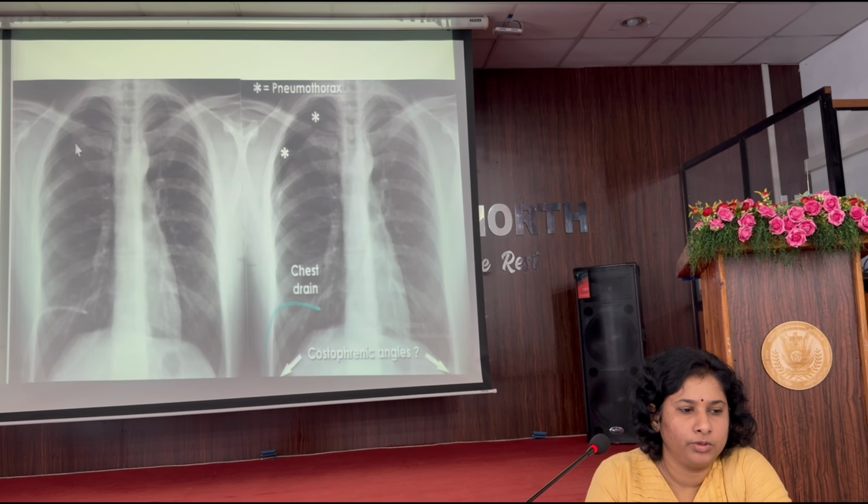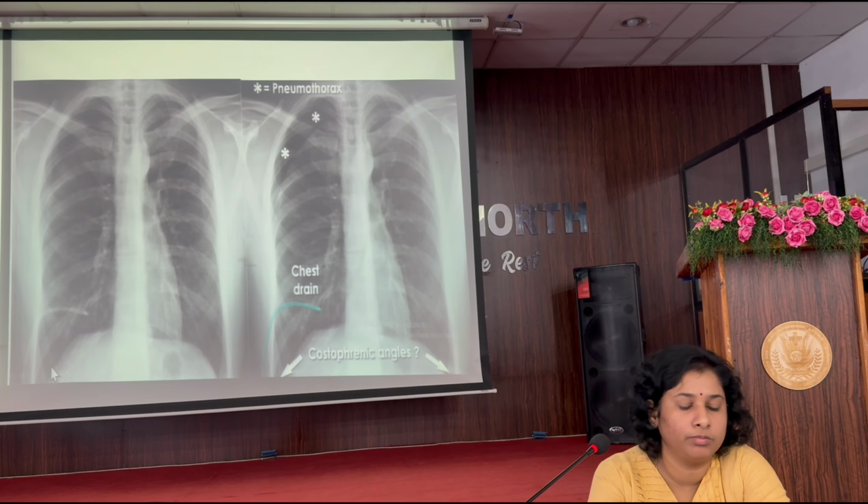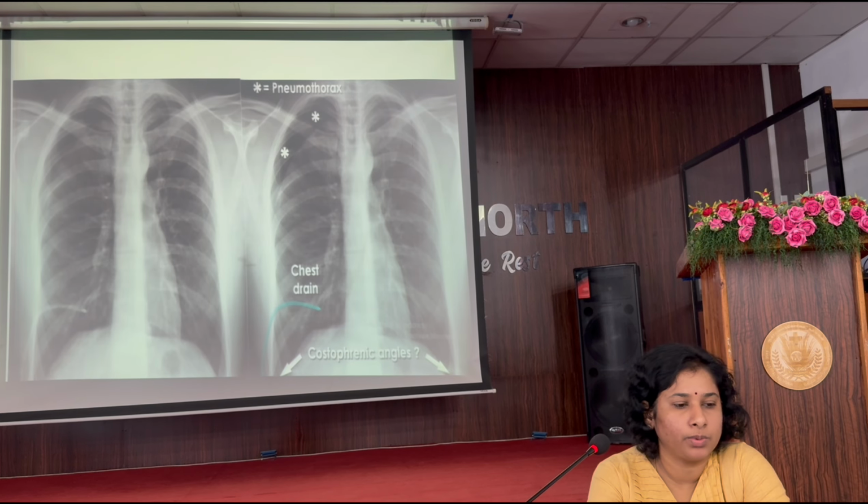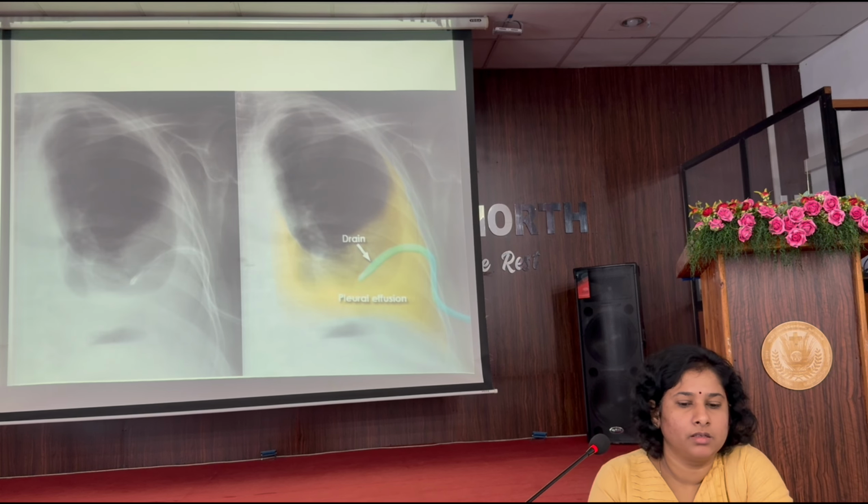Here the pneumothorax is over here, the chest drain is positioned here, and we couldn't see the costophrenic angles. So we can't decide what's the reason for the insertion of the chest drain, since the costophrenic angles are not included. That could be due to the hemothorax as well, right? So in effusion, this is the correct position. It is directed downwards, and it's within the effusion.